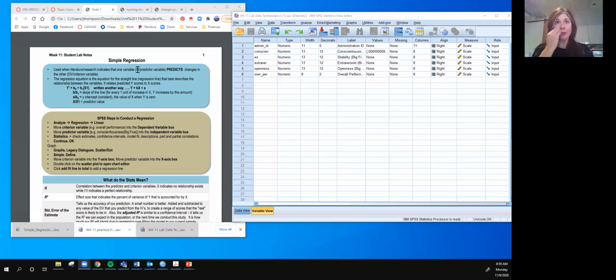I have pulled up the lab notes, and I want to go over just a few things about regression. So what does a regression measure? And it's used for prediction.